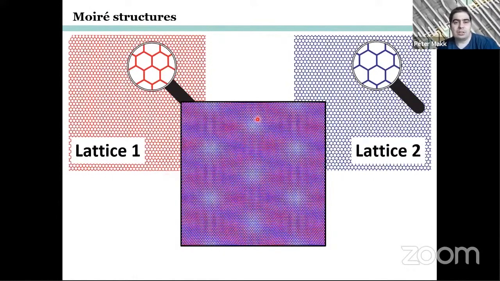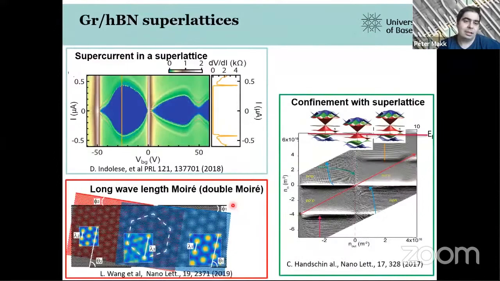Now I will move to Moiré structures. This is my take on lattice on lattice. Probably you have seen such figures already. So now what we will look at is twisted double bilayer graphene.